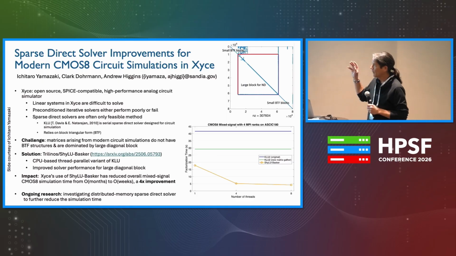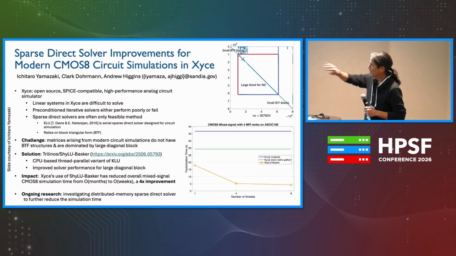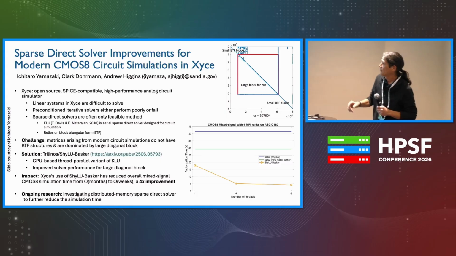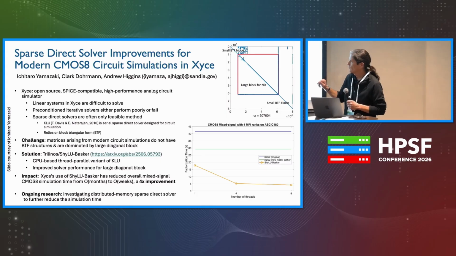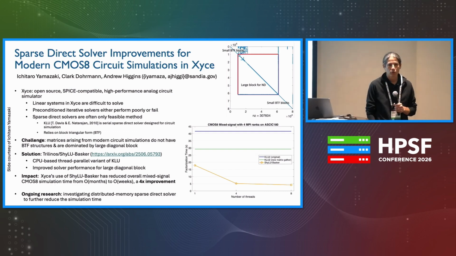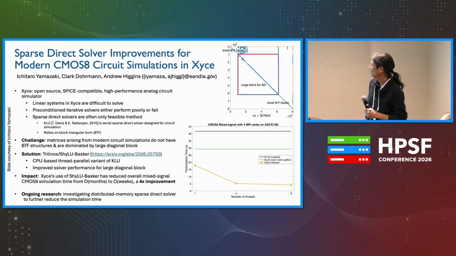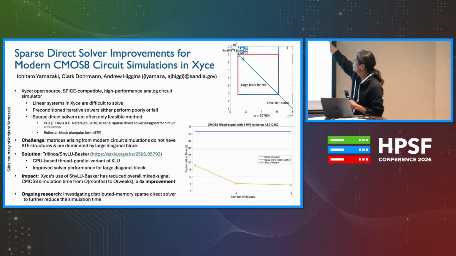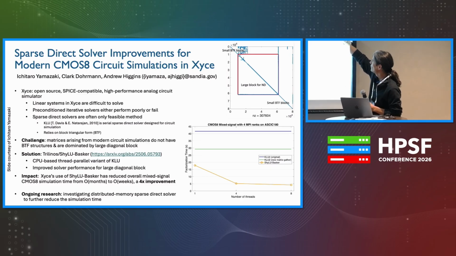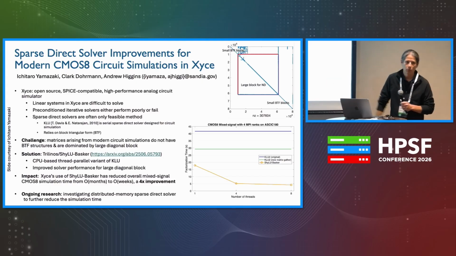And so Ichi and Clark and Andrew have improved the solver performance for the diagonal block inside of KLU. The impact of their work is that Xyce has seen about a 4x improvement in overall simulation time. This graph shows the impact over the original one. There was an intermediate optimization, and then this is the ShyLU-Basker line.